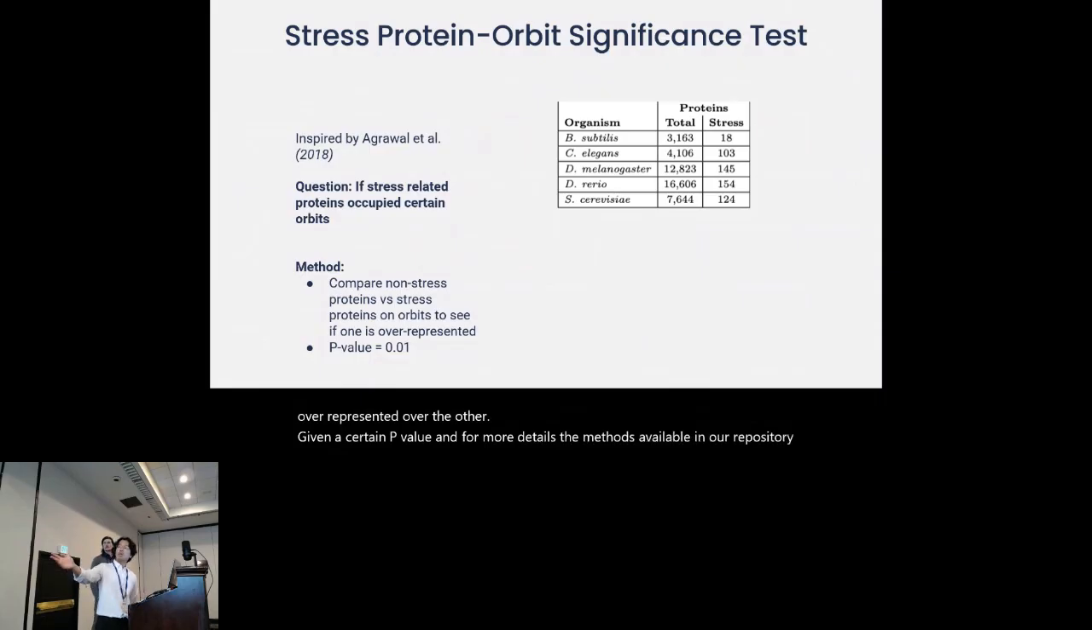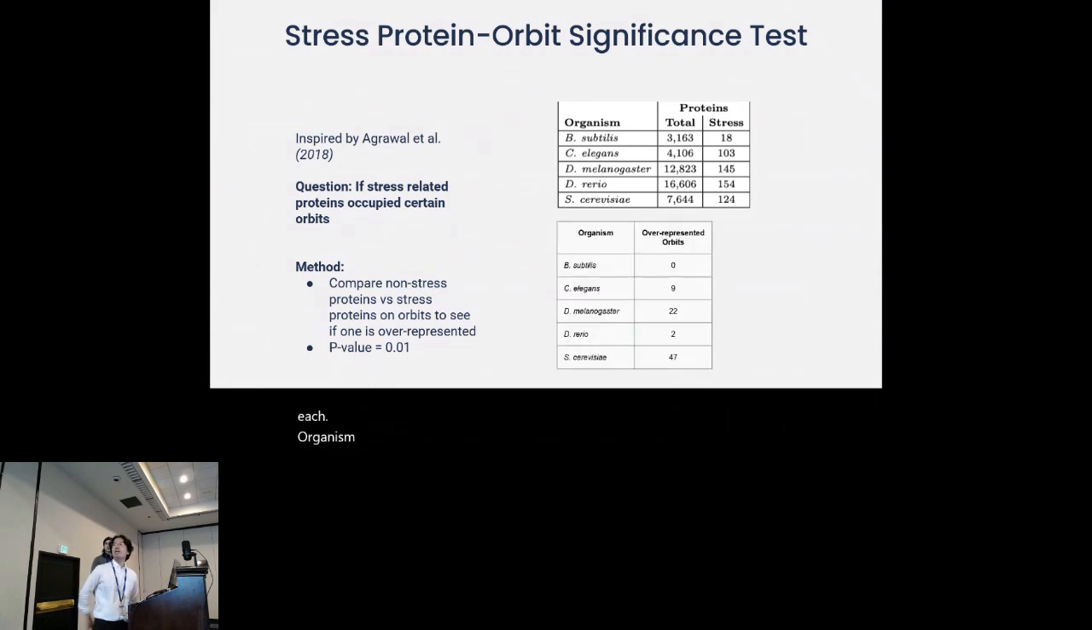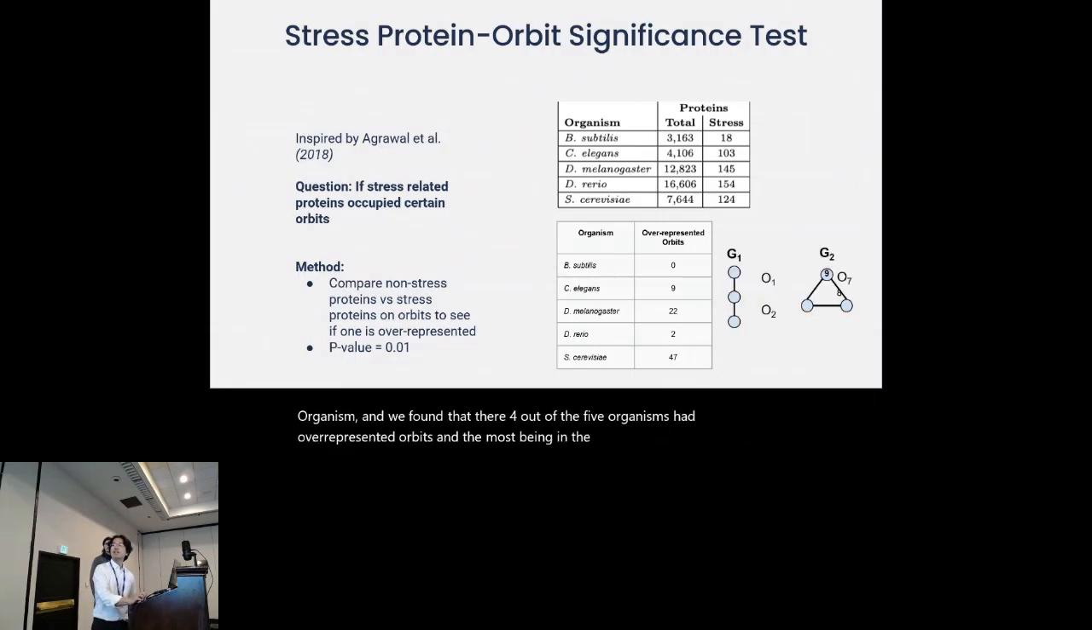And this is a breakdown of all the different stress proteins for each organism. We found that 4 out of the 5 organisms had overrepresented orbits, the most being in the fly organism. And we found that 2 of them were conserved across all species. These are specifically orbit 1 and orbit 7. And while they're unfortunately not mixed graphlets, they're just regular graphlets.